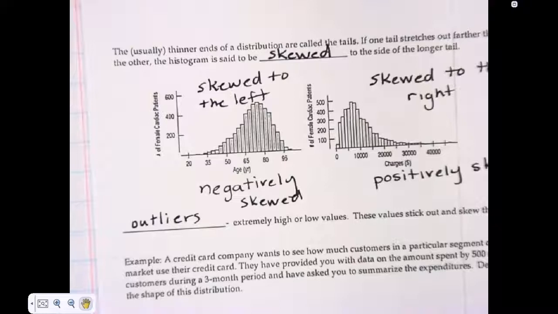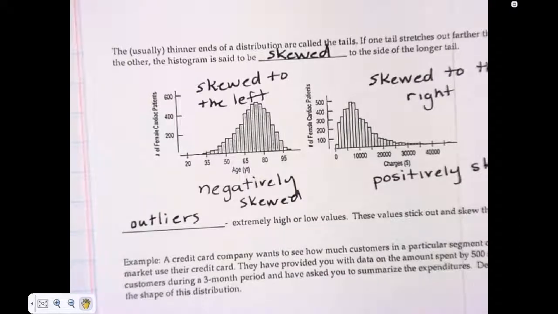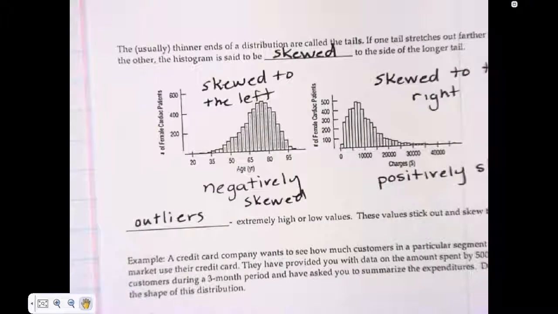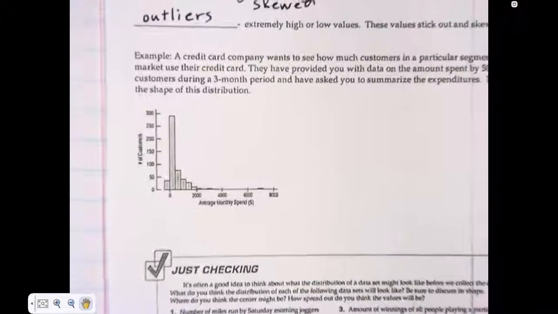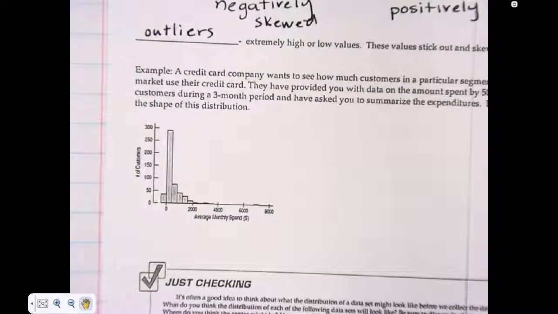So right here it says a credit card company wants to see how much customers in a particular segment of their market use credit cards. They provided you with data on the amount spent by 500 customers during a 3-month period and have asked you to summarize the expenditures. Describe the shape of the distribution. So let me put this up so you can see it. This is our distribution. Think about what that looks like for a second. So they want us to describe that.